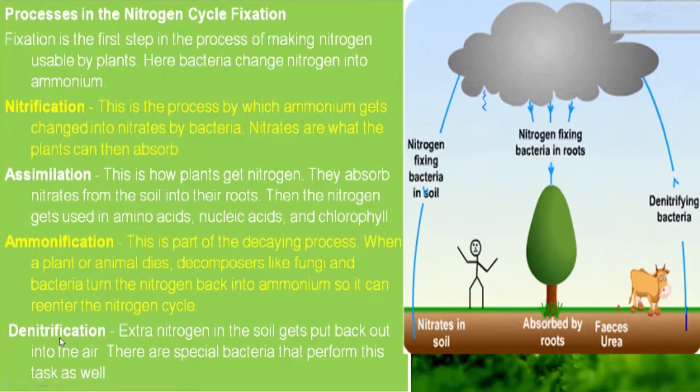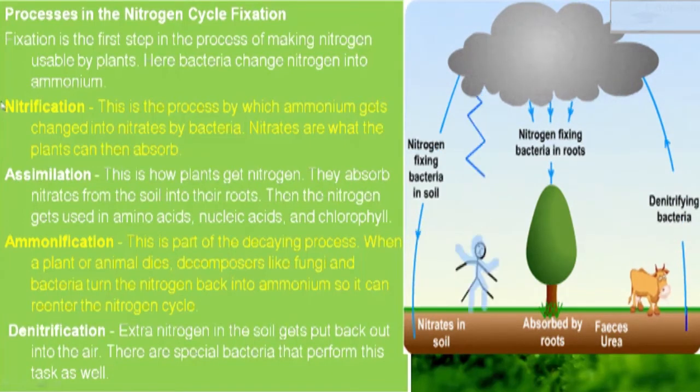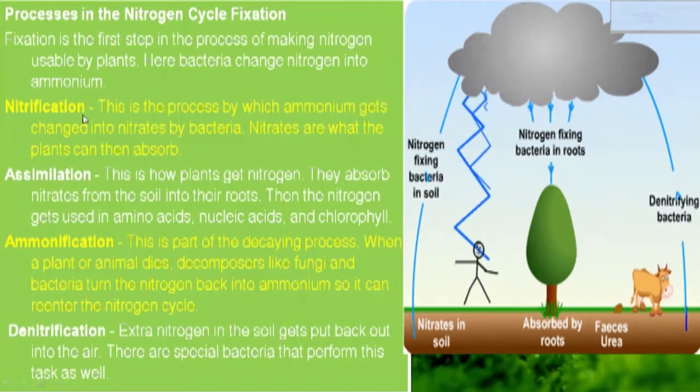And then denitrification, students. Extra nitrogen in the soil gets put back out into the air. There is a special bacteria that perform this task as well. Okay, I'll explain in detail what it is, but for the time being, just know that these are the 4 steps in the fixation of nitrogen. First is nitrification, where ammonia gets changed into nitrate, that is NO3 minus, by bacteria. And then assimilation, this is how plants get nitrogen.